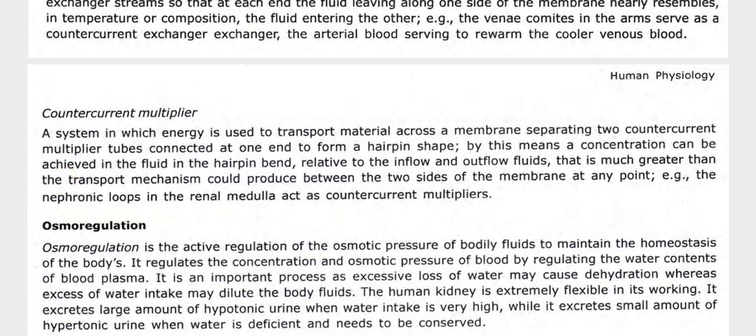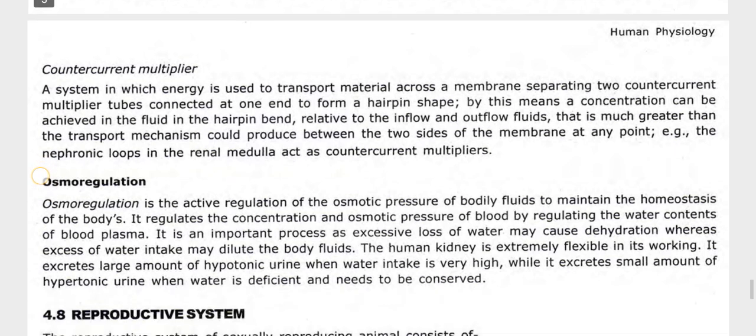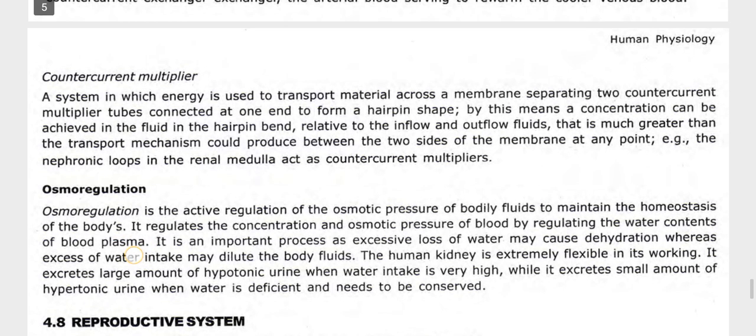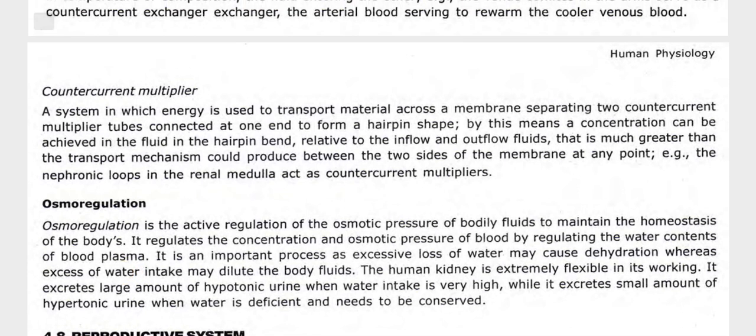Then the countercurrent multiplier, a system in which energy is used to transport material across a membrane separating two countercurrent tubes connected at one end to form a hairpin shape. By this means, a concentration can be achieved in the fluid in the hairpin bend, relative to the inflow and outflow fluids, that is much greater than the transport mechanism could produce between the two sides of the membrane at any point. The nephronic loops in the renal medulla act as a countercurrent multiplier.